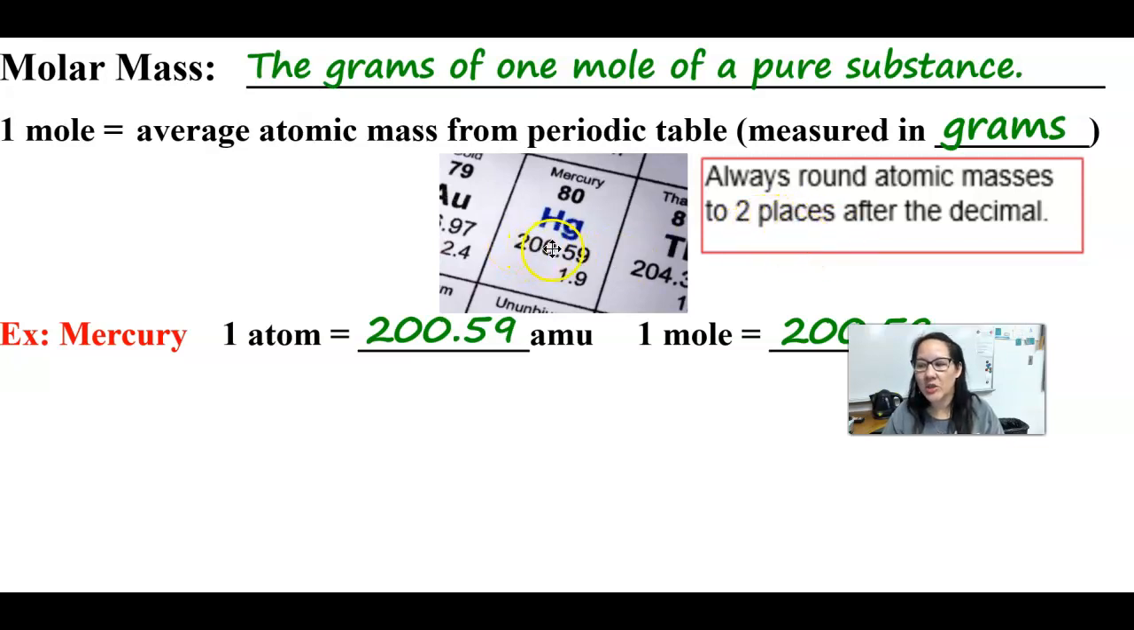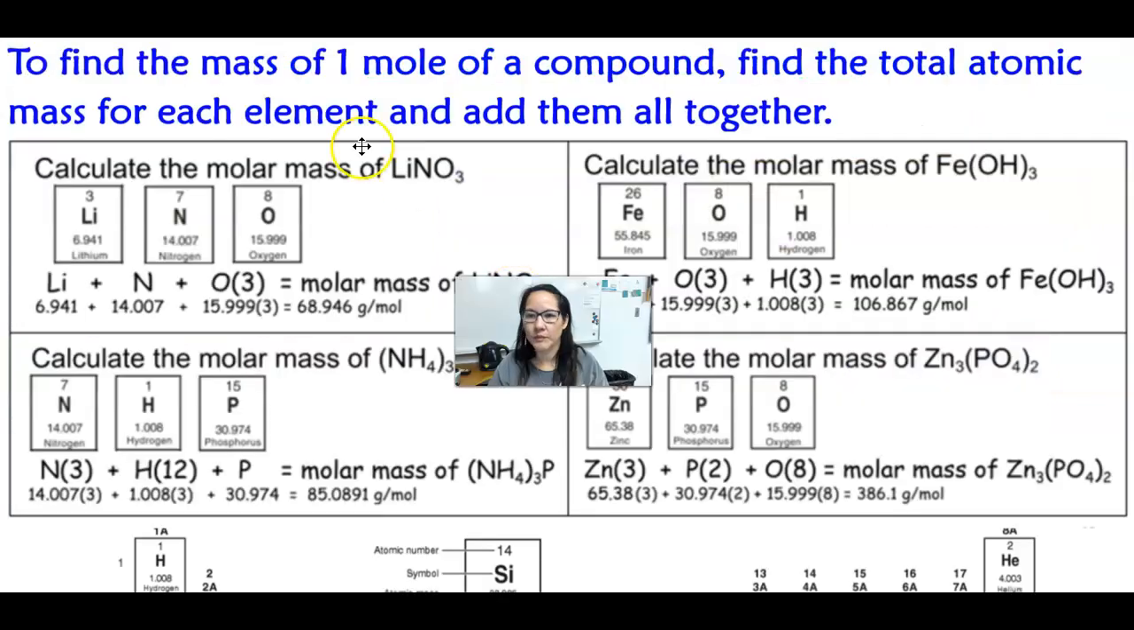So mercury is 200.59 average atomic mass, which means one single atom would have 200.59 atomic mass units, or 1 mole of mercury would have 200.59 grams per mole.